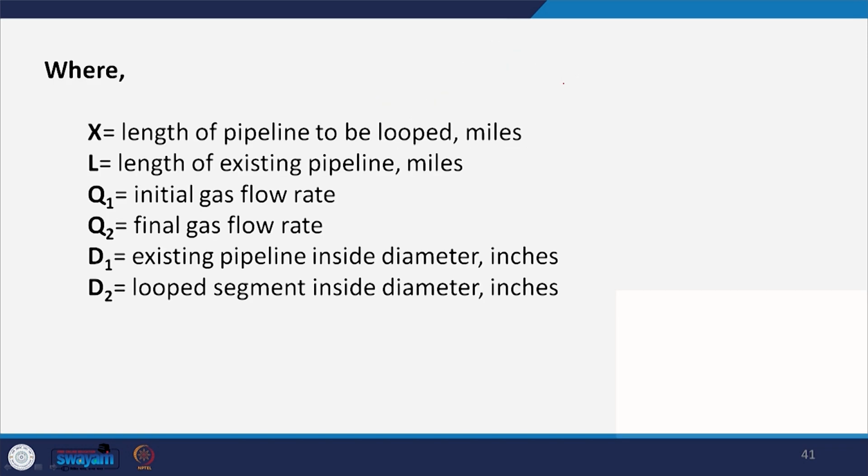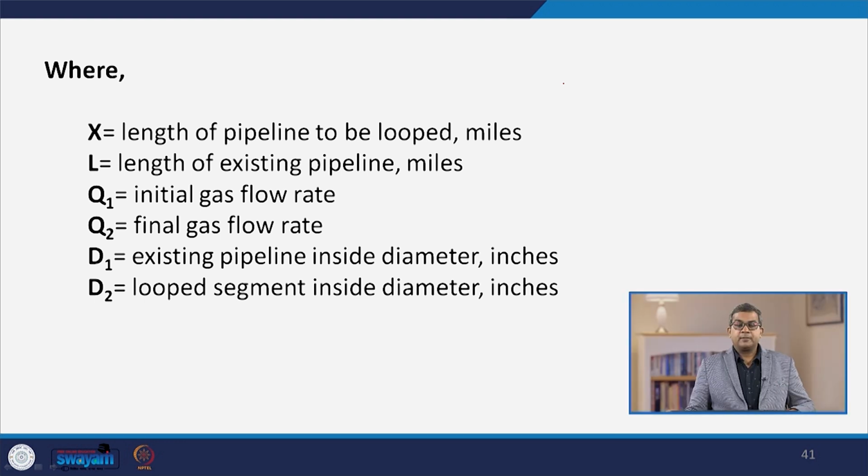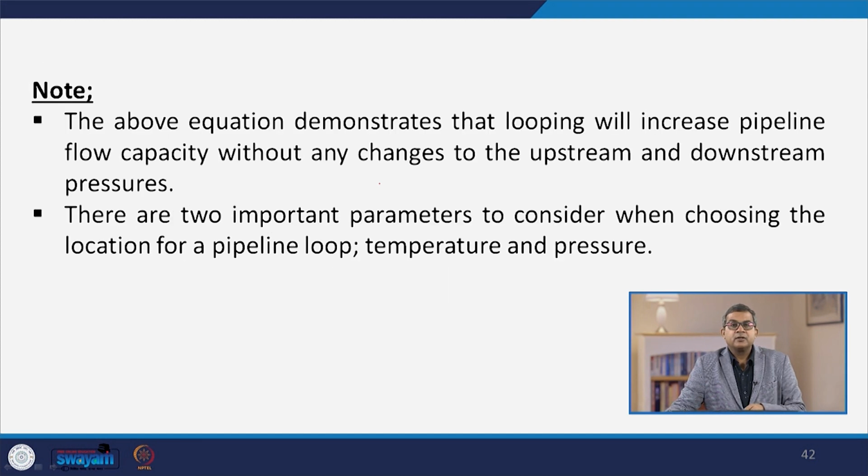Now, x is the length of the pipeline to be looped, which may be in miles, L is the length of the existing pipeline in miles, Q1 is the initial gas flow rate, Q2 is the final gas flow rate, D1 is the existing pipeline inside diameter in inches, and D2 is the looped segment inside diameter, which is represented in inches. This equation demonstrates that looping will increase pipeline flow capacity without any changes to the upstream and downstream pressures. There are two important parameters to consider when choosing the location for a pipeline loop, that is temperature and pressure.